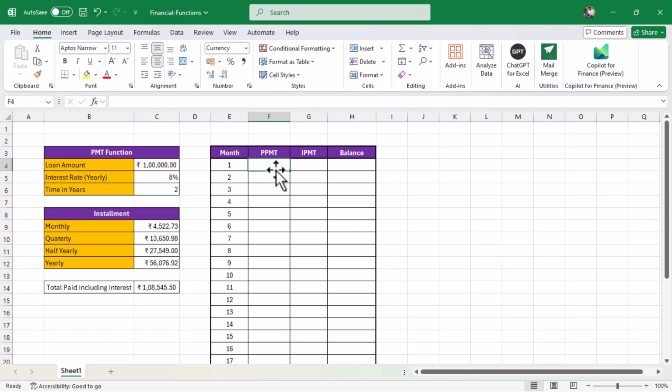Now let us find out how you will find out month on month, principal amount paid, interest paid, and the balance. So first let us find out in the end of the first month how much is the principal amount which we'll have paid.